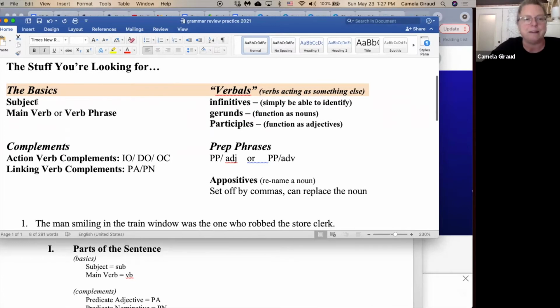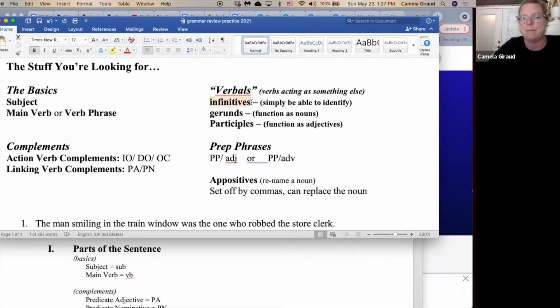You want to know the basics, subject and main verb or verb phrase, this stuff right here. In the category of verbals, I don't know that I've been calling them verbals. I think I've been calling them phrases. We've been talking about them as phrases, but they're actually called verbals, and that may be helpful to you. They are things that look like verbs, but they're behaving differently.